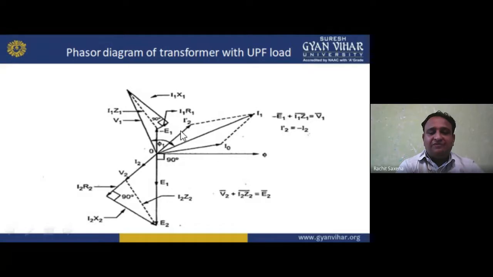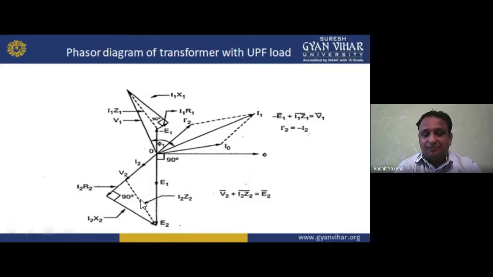So I2 dash we can find from the secondary side, where V2 and I2 are in the same phase. Why are they in the same phase, my dear students? Because the load is resistive. The secondary side equation will be V2 plus I2 Z2 is equal to E2. The primary side equation will be V1 is equal to minus E1, or we can say V1 plus I1 Z1 is equal to E1. Z1 is equal to R1 plus jX1, and Z2 is equal to R2 plus jX2.